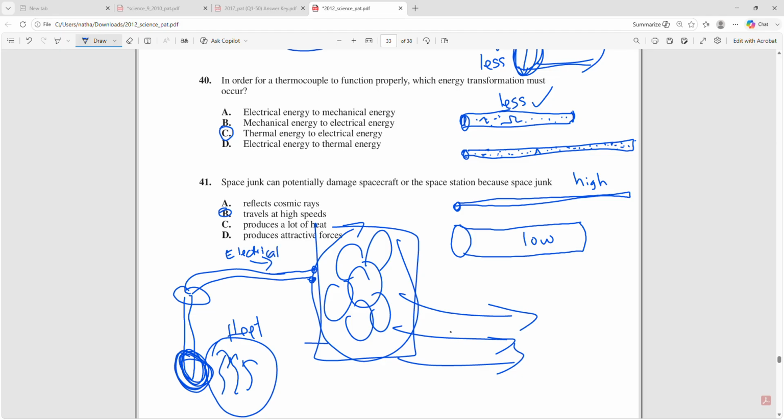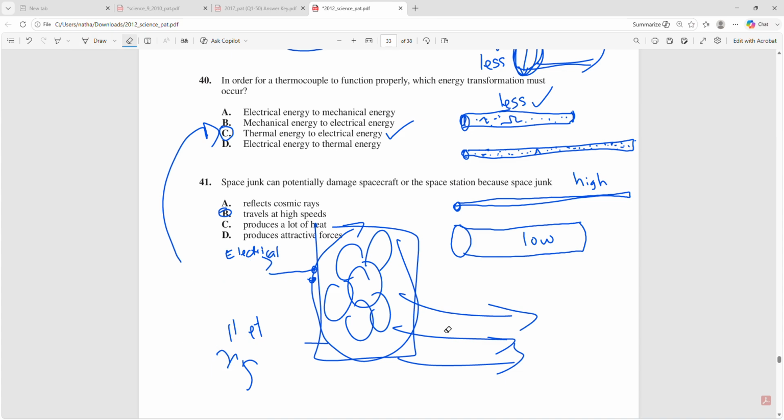Oops, I'm on the wrong question here. So, for a thermocouple to function properly, we have thermal energy converted to electrical energy. Okay, that's just how those work. All right, so that's enough electrical stuff. On to question 41.